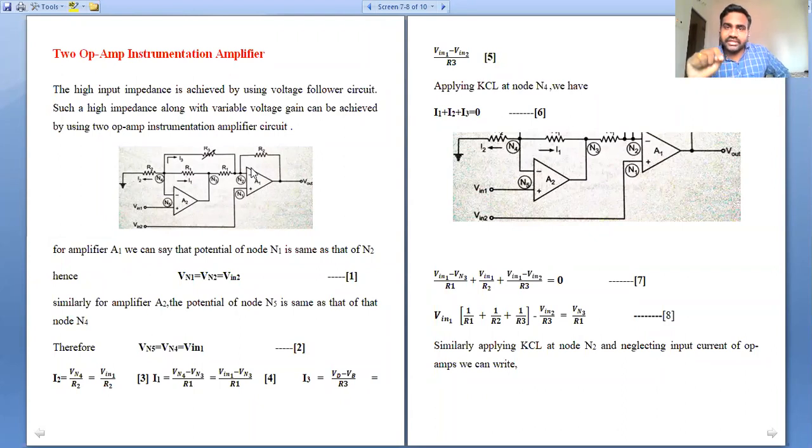That means at the instant of creating a variable voltage gain, this 2 op amp instrumentation amplifier will come. Whenever there is a need for a variable voltage gain, at that point we will analyze a 2 op amp instrumentation amplifier. So this is the circuit configuration. A1 is nothing but our difference amplifier, and the 2 op amp instrumentation amplifier is a 2 input type operational amplifier.